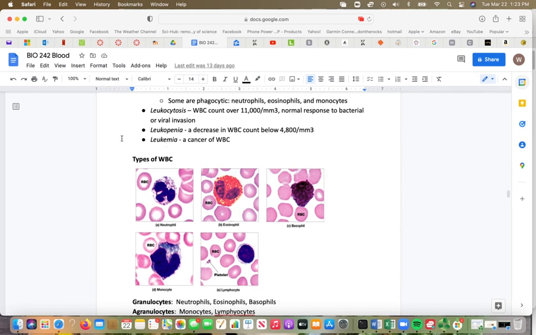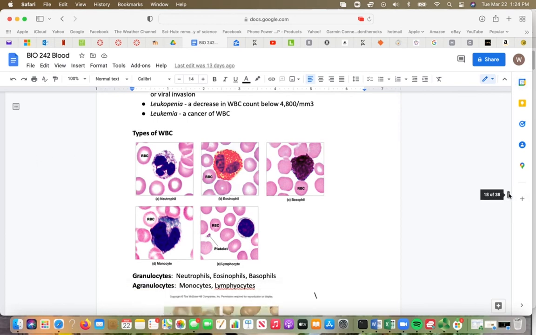So leukocytosis is going to occur when you have a white blood cell count that's over 11,000 per cubic millimeter. So this is a normal response to a bacterial or viral invasion. So it's not always a bad thing. If you have an infection going on, you want to have this type of response. Leukopenia is when you have a white blood cell count that's below 4,800. And then leukemia is when you have cancer of the white blood cells.